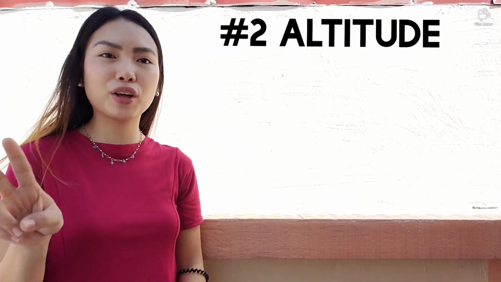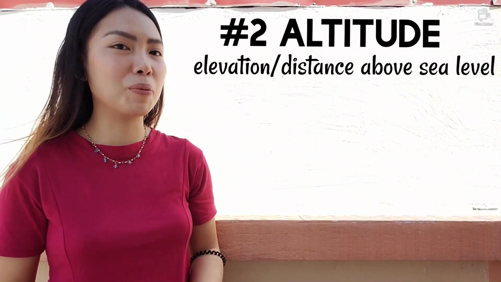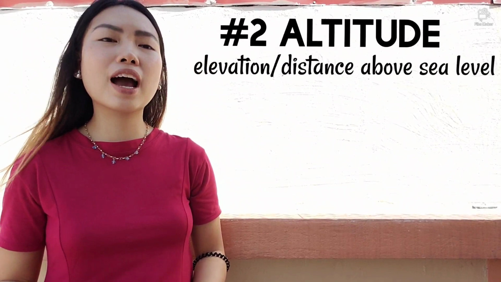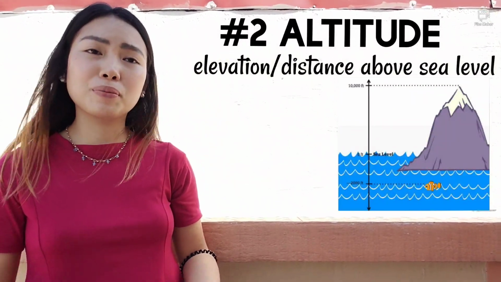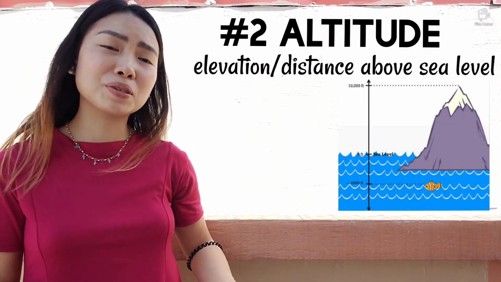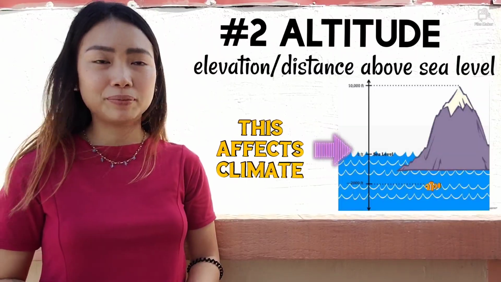Another factor that affects the climate of an area is the altitude, which is our factor number 2. Altitude is defined as the elevation above sea level. Kung gaano kataas ang level ng isang lugar. Meaning to say, the elevation of a specific area or place affects the temperature. How?